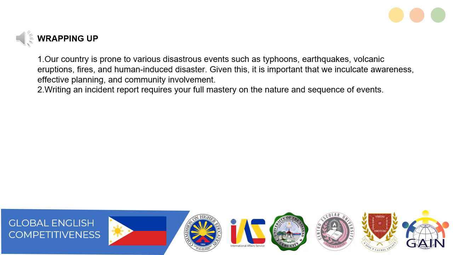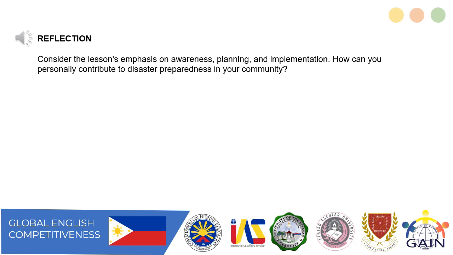Wonderful progress, learner! Let us now summarize or wrap up your total learning experiences for Lesson 3. Number 1, our country is prone to various disastrous events such as typhoons, earthquakes, volcanic eruptions, fires, and human-induced disaster. Given this, it is important that we inculcate awareness, effective planning, and community involvement. And next, writing an incident report requires your full mastery, not just on the nature but also on the sequence of events.